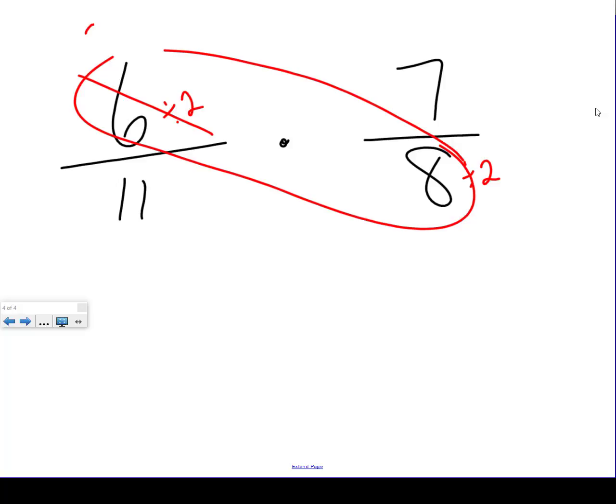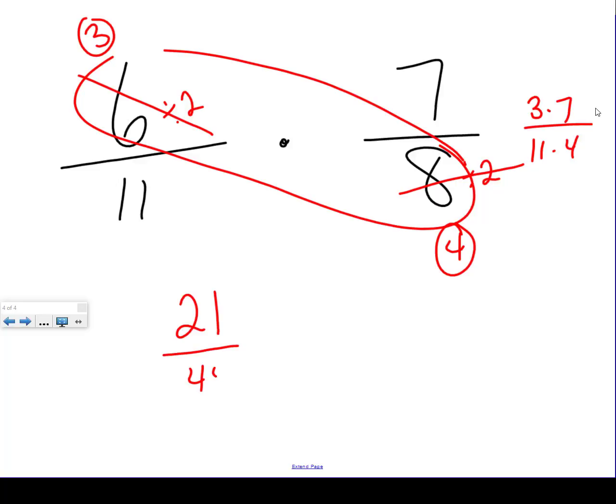Well, 2 goes into 6 3 times. And notice that I marked out the 6. I don't have that anymore, and I circled the 3, which is what I have. It helps me keep track of the numbers that I actually have left over in the problem. And 2 goes into 8 4 times. So now I'm going to multiply across the top, 3 times 7, and across the bottom, 11 times 4. So I end up with 21 over 44.